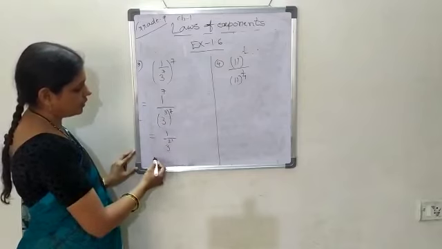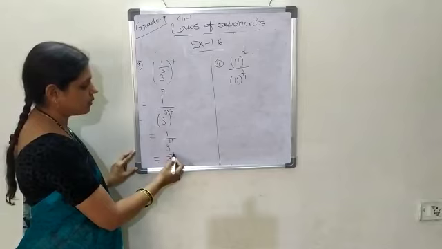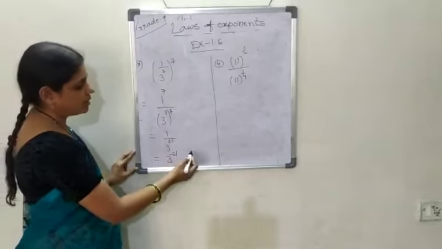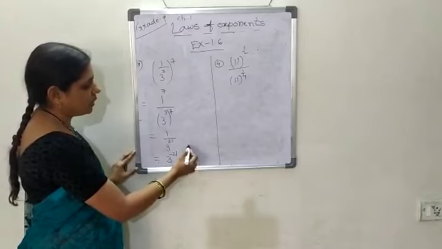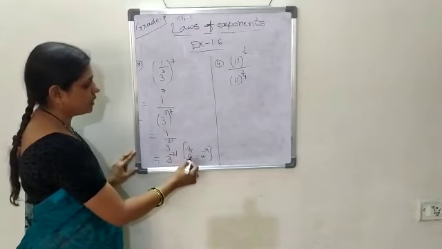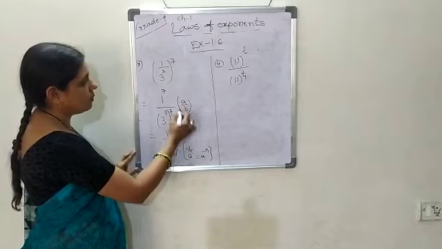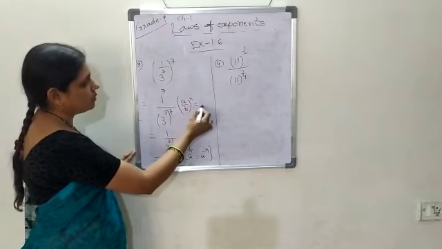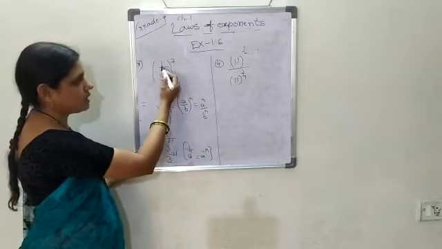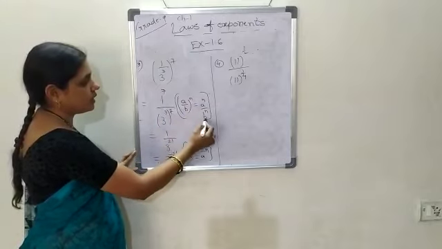So 1 by 3 power 21, if you want to write this with the negative exponent, then it becomes 3 power minus 21, as 1 by a power n equal to a power minus n. So definitely you can write it also 1 by a power n equal to a power minus n. So here we are using that one, and here a by b whole power n equal to a power n by b power n. So this 7 is for both, 1 to the power 7 by 3 cube whole to the power 7. So we can write like that.